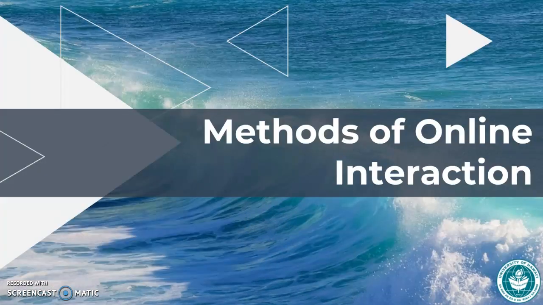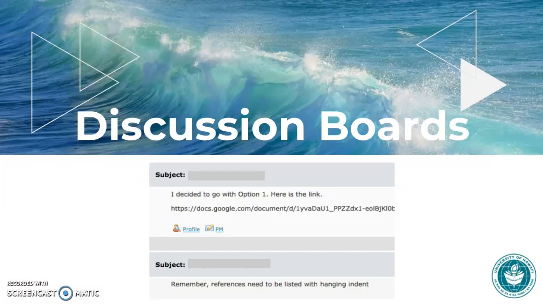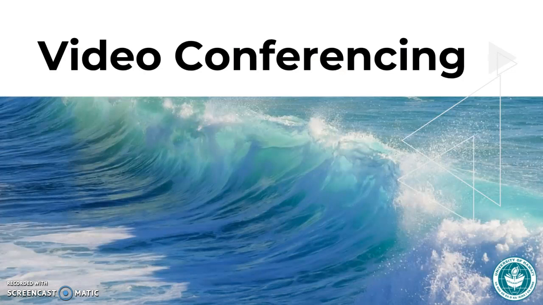Now that we're familiar with the two types of communication in online classes, let's check out the different methods of online communication. One of the most popular features or methods in online courses are discussion boards. Instructors may provide a prompt or have students start their own topic to get the conversation started. Video conferencing is also an increasingly commonly used feature in online courses.